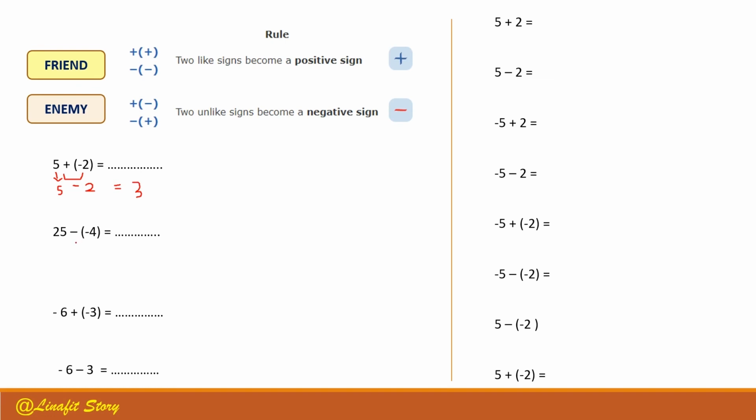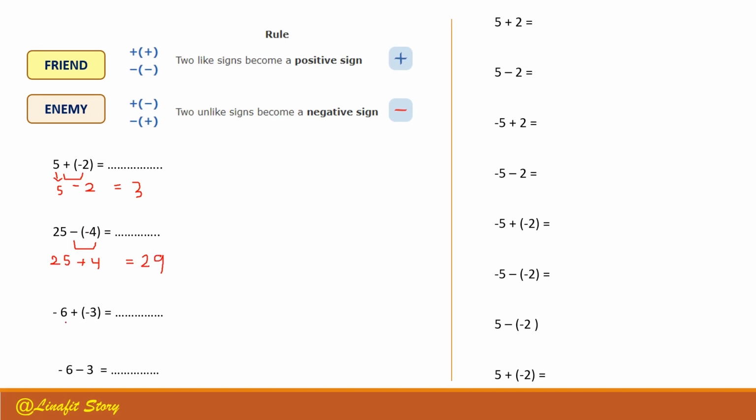Next, 25 minus negative 4. You meet your friend. Why? Because the same sign. The same sign, the result is positive. So positive 4. 25 plus 4 equals 29.